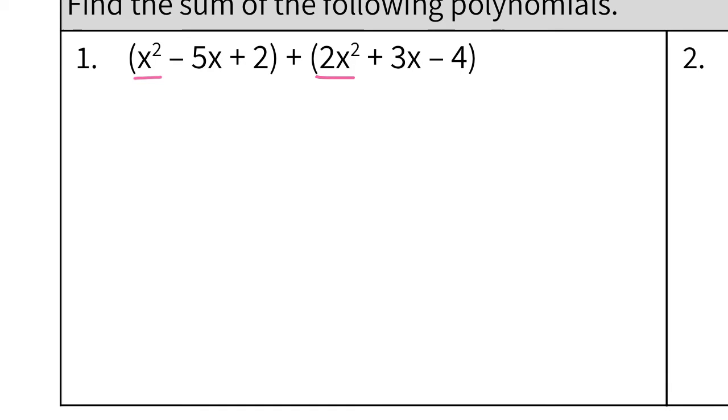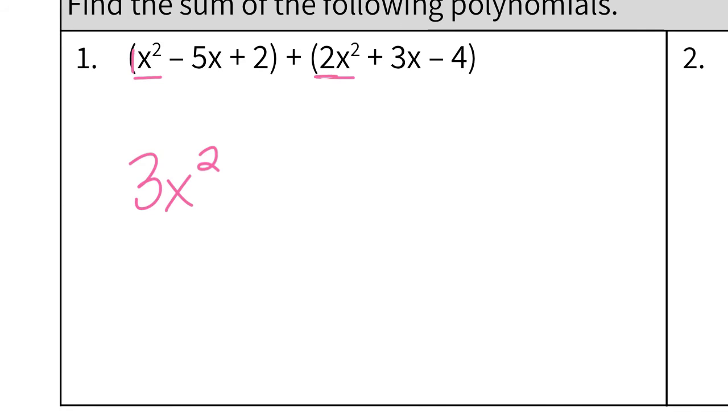So what we're going to do is add their coefficients. This one has a 2 in the front. That's kind of easy to see. But in the first one, it doesn't have a number in front of it. But this is something that we already know. When there's no number there, it's an invisible 1. So if we add those up, 1 plus 2 gives me 3. So that would be 3x squared. Okay, now we move on to the next one.